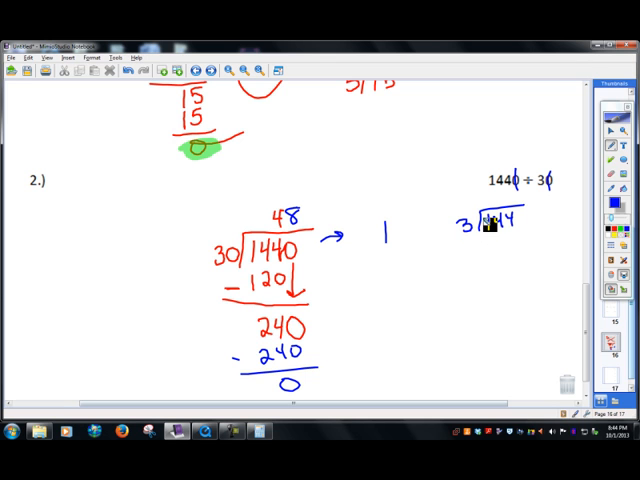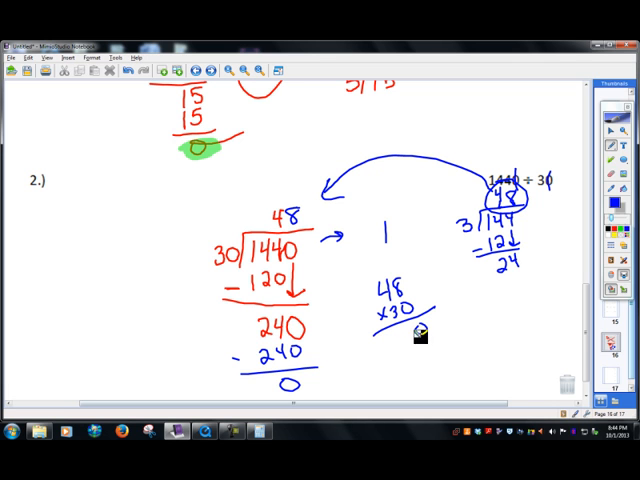Because now it's like 3 goes into 14. I know that goes in there 4 times. 4 times 3 is 12. 3 goes into 24 8 times. It's the same answer. Okay? And then you can always check your work. 48 times 30. Okay? 0, 0, 0, 4, 2, 12, 14. You see your answer is 1440.